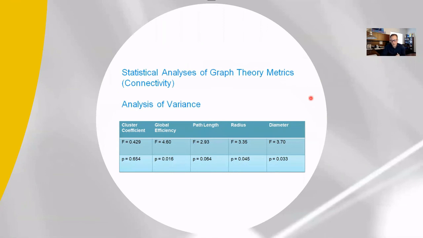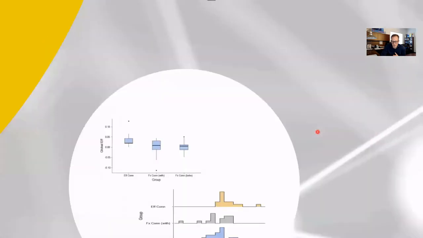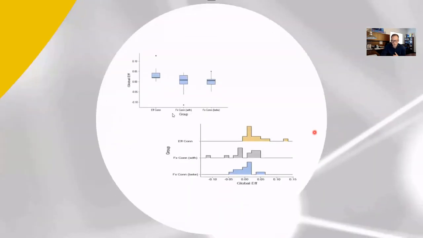When we looked at graph theory metrics of connectivity, we showed significant differences in overall efficiency, what's called path length, radius, and diameter. Those are all measures of network dynamics and connectivity, and specifically showed that global efficiency, which is the overall efficiency of the entire network, was improved to a greater degree using the effective connectivity model. And again, a greater number of them had a greater outcome.